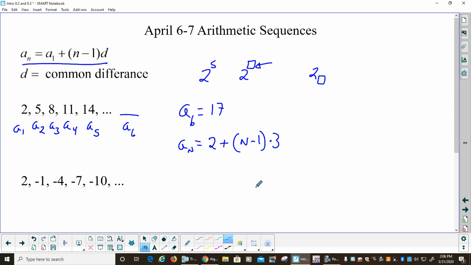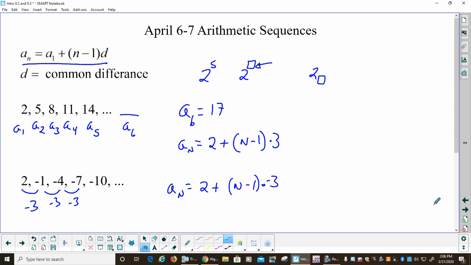It's just times 3. For this one, following the same pattern, A sub n is equal to your first term plus n minus 1 times your common difference. The common difference in this one is you're decreasing by 3 every time. So d is negative 3.